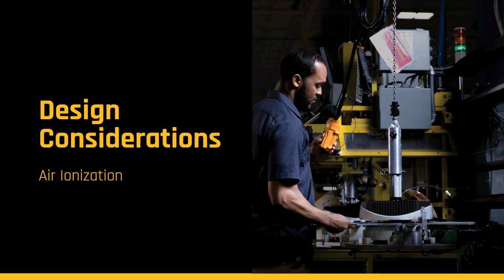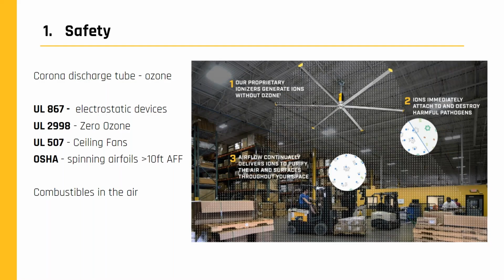All right. So air ionization is our next topic. I promised 10 minutes and I've got 5 minutes left. The good news is this is pretty quick and easy. Ionization, we're going to start with safety. Old technologies such as corona discharge tubes created ozone. First and foremost, look for products that have UL 2998 that create zero ozone. Our product is also UL 867 certified for electrostatic devices.